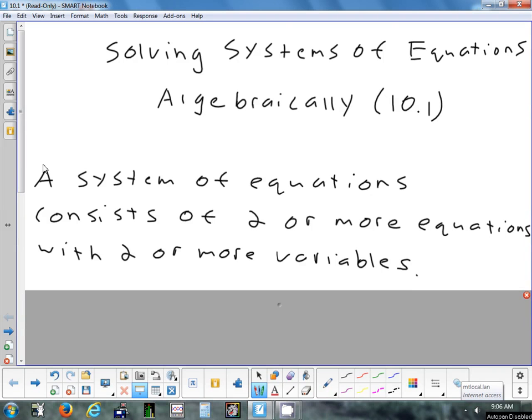Okay, for our purposes, the number of variables will always match the number of equations.